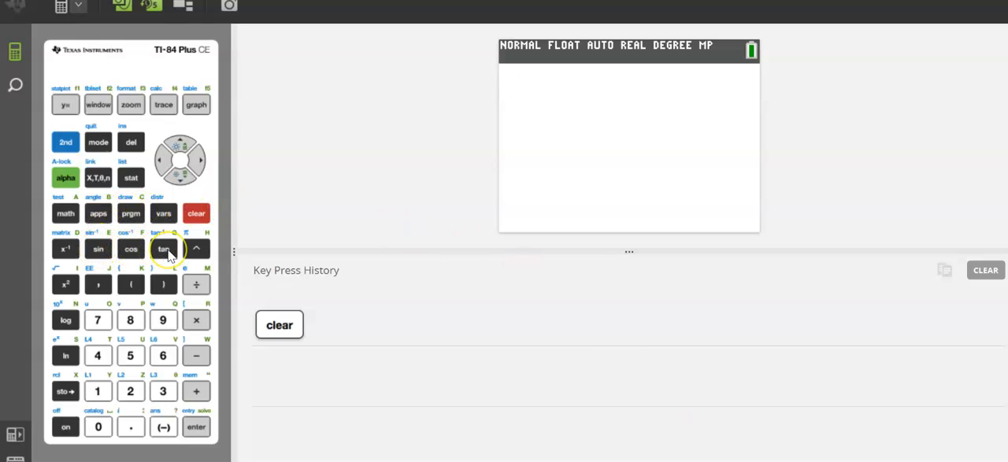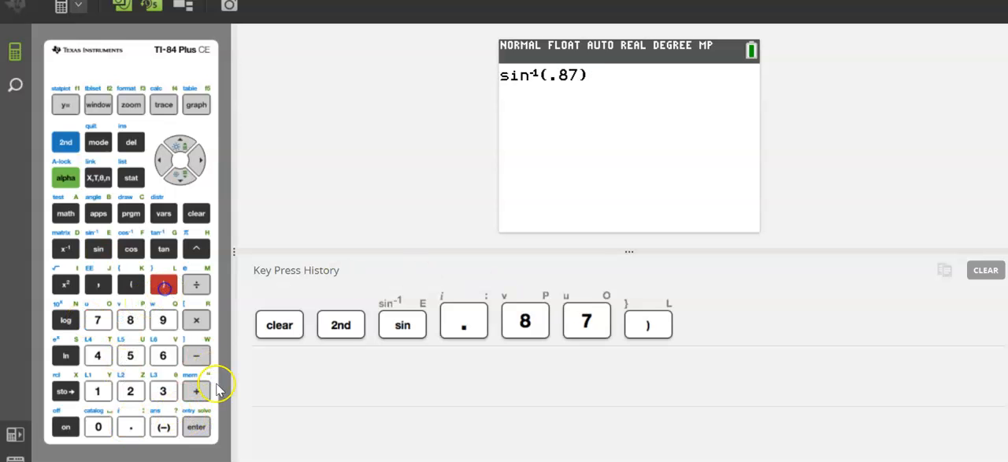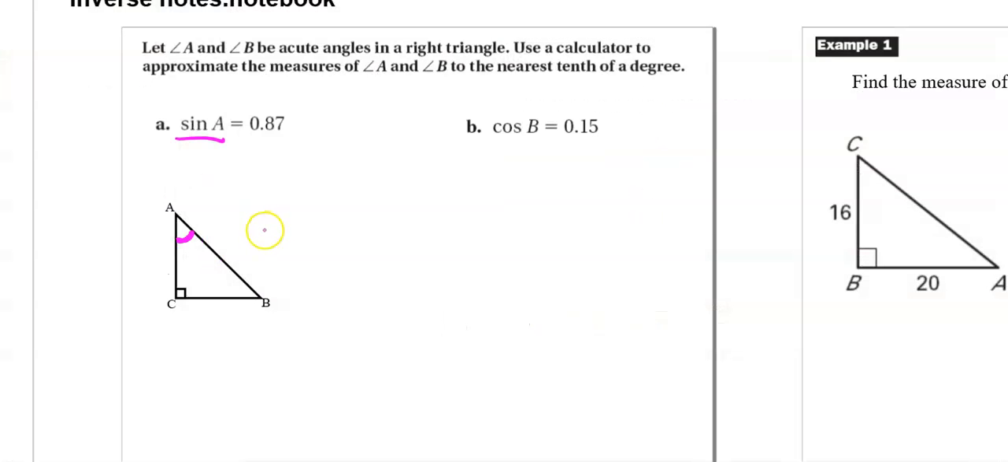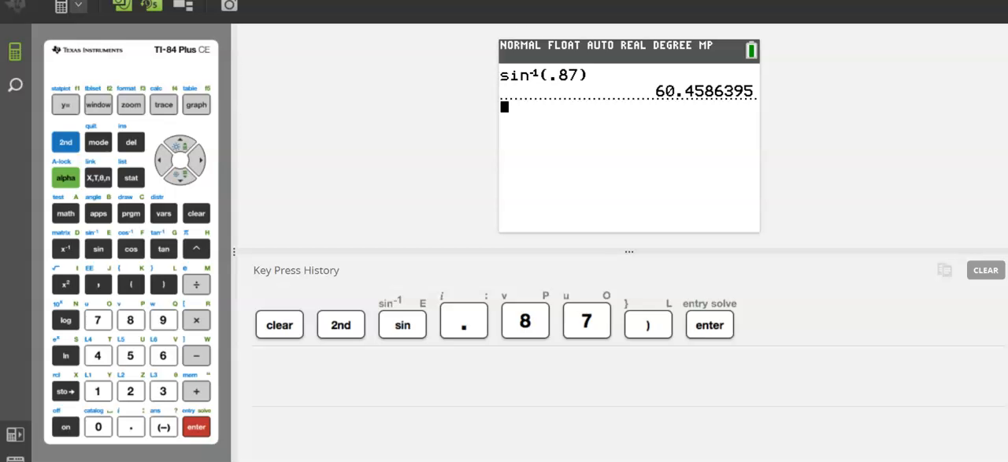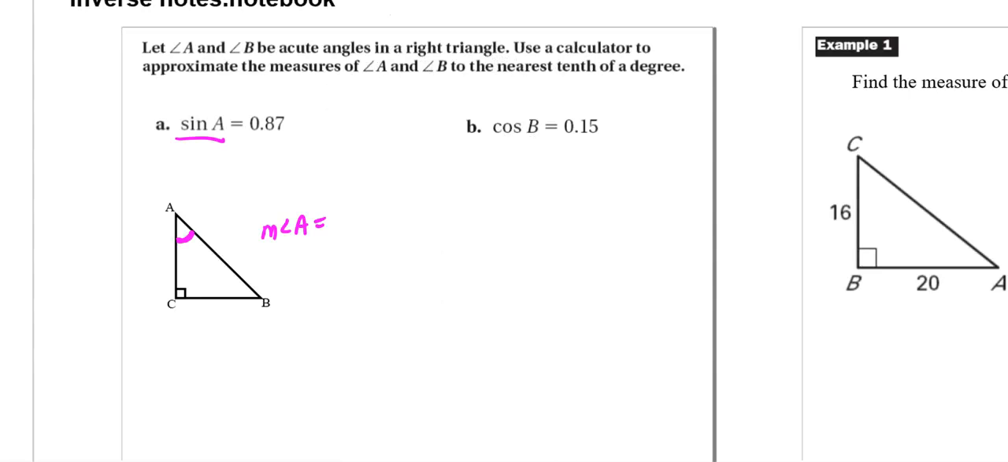If you look at a calculator, there's the sine, cosine, and tangent button, but right above them is the sine inverse, cosine inverse, and tangent inverse. Since it's saying the sine of A, we're going to hit second, the sine key. You'll see a -1 comes up, which stands for the inverse, and we're just going to type 0.87, close, and enter. 60.4. So the measure of angle A is whatever we just got in the calculator, 60.5, let's say. As you can see, the chart can't get as close, but we know our calculators can.